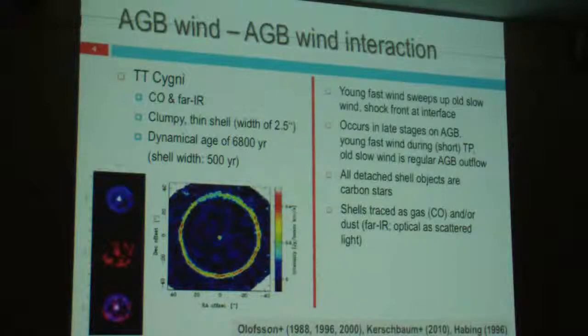The other interaction case we find is two winds interacting, and this happens in the late stage of the AGB. So when you have a young, fast wind that sweeps up the old, regular AGB wind, this occurs during the thermal pulse. And this is what we call a detached shell object, and all of them are carbon stars, and it can be traced in CO and dust and in scattered light. An example is here, TT Cygni. You see it here in CO, and this one is the dust. It's a clumpy thin shell, and the width is only 2.5 arc seconds. And the dynamical age of this shell is only 500 years.